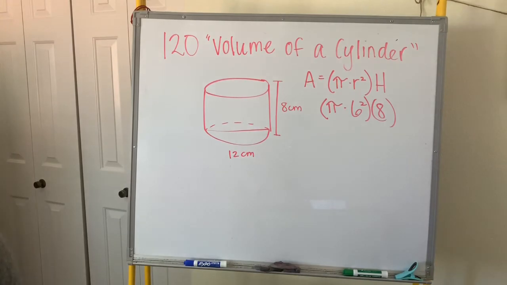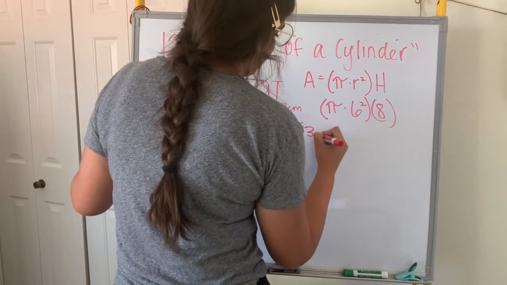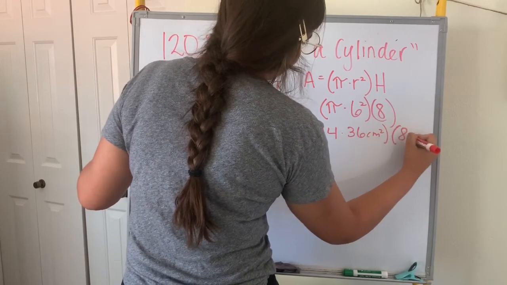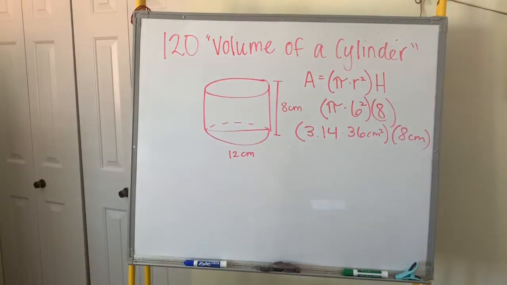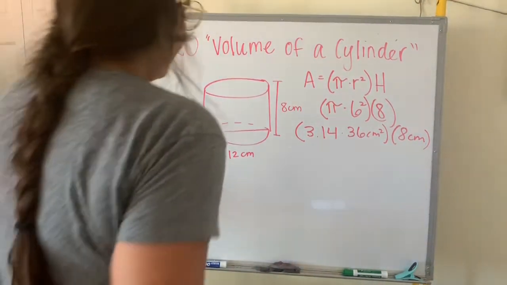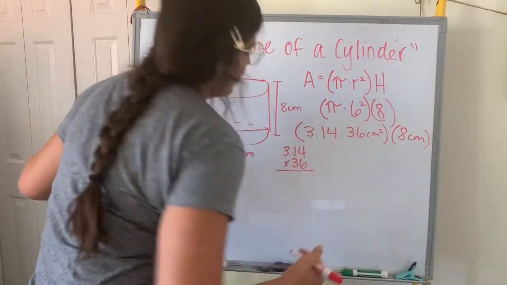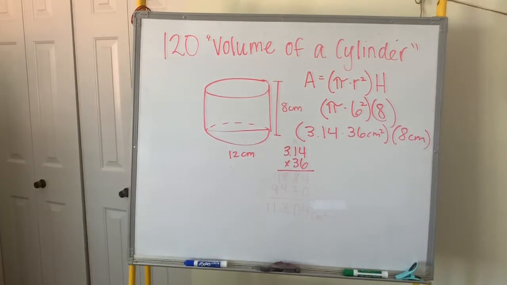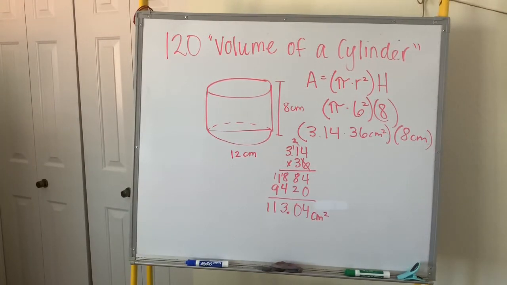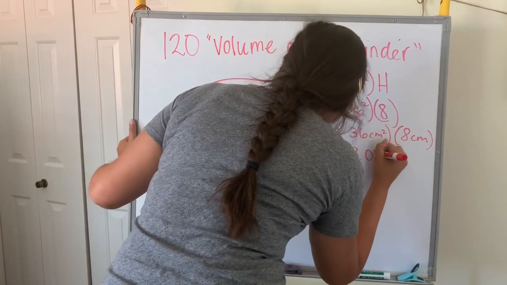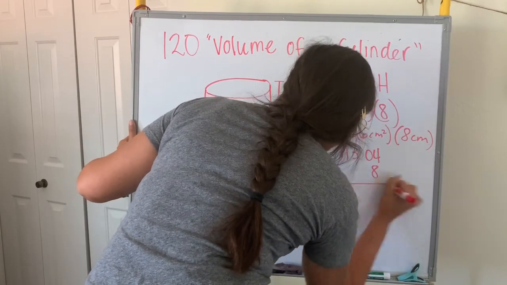Okay, now I need to do 6 squared, 36 centimeters squared, times 8 centimeters. Okay, now I need to do 3.14 times 36. Okay, so once you do that multiplication, I got 113.04 centimeters squared. Now I need to multiply that times 8.